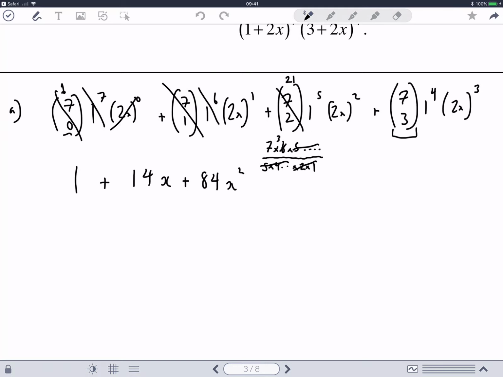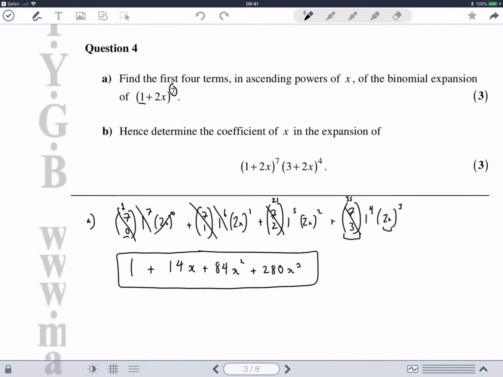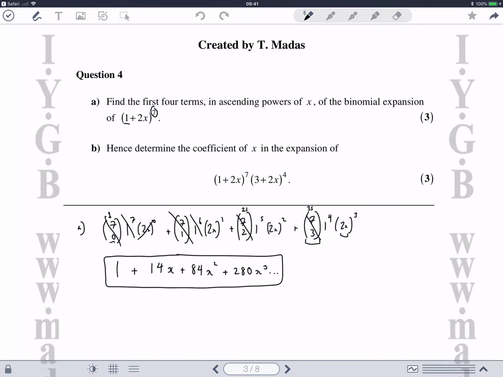7 choose 3. I could work out using combinatorics, but I'm just going to be lazy and use my calculator, and this comes out to the value of 35, and (2x) cubed is 8x cubed, so 35 times by 8 will give 280. So the last term is 280x cubed. Just tidy this up a little bit here. There you go. So there is the first 4 terms in ascending powers of x of the binomial expansion.